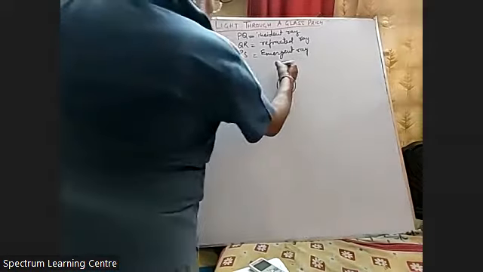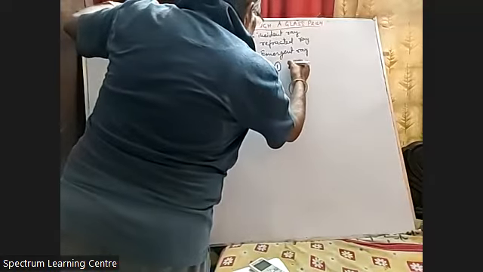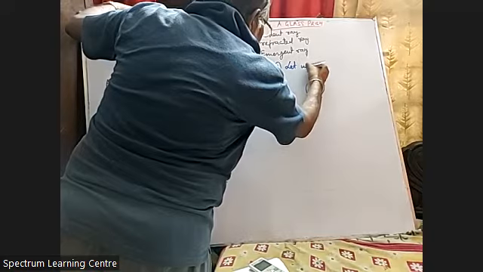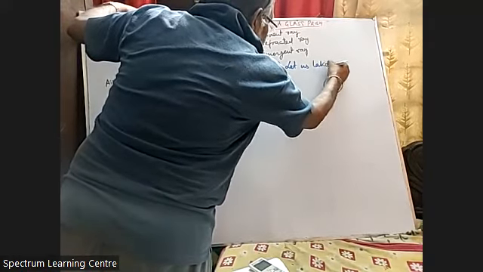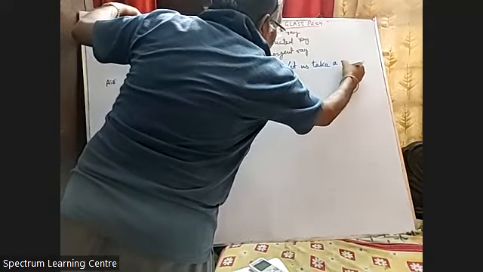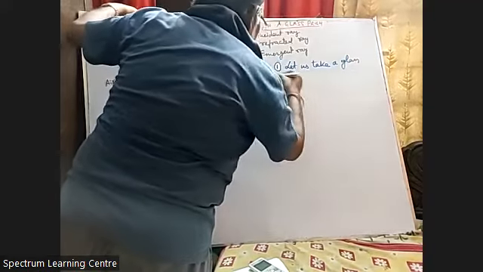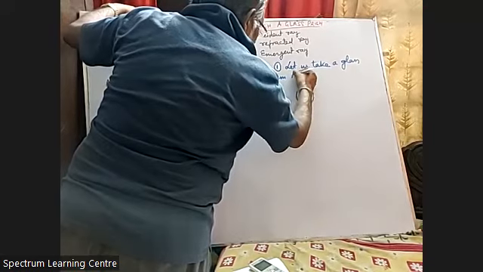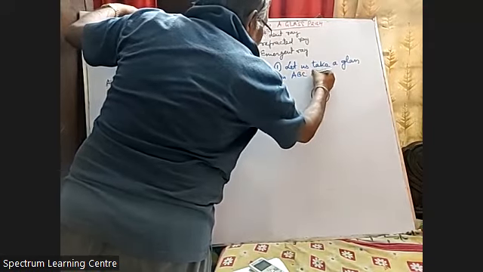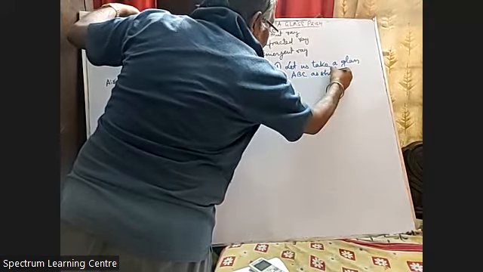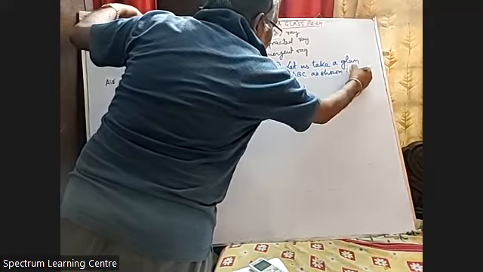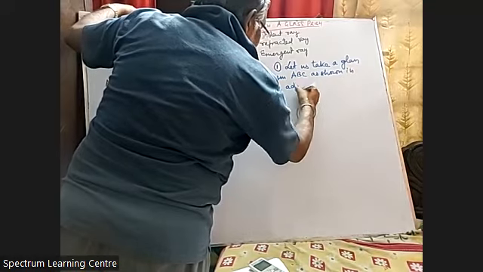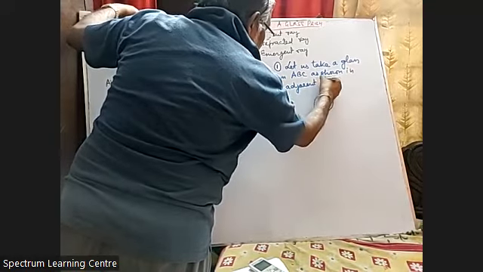Now we will write 2-3 points. Let us take a glass prism ABC as shown in the adjacent figure.